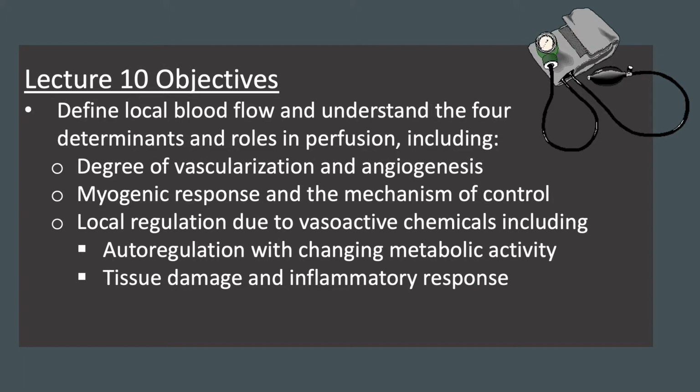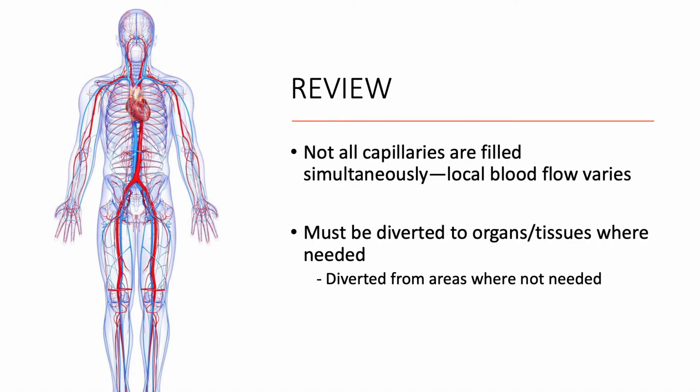We'll begin today by defining local blood flow and then looking at its 4 determinants and their roles in perfusion. In the last lecture, we said that not all the capillaries are filled with blood simultaneously. That's just because there's not enough blood in the body to fill all those capillaries at the same time. In fact, only about a quarter of the capillary beds are open to perfusion of blood, right? So a lot of those pre-capillary sphincters are contracted and closed. Because of this, the blood must be diverted to areas in the body where it's needed most, and therefore diverted away from areas where it isn't needed.